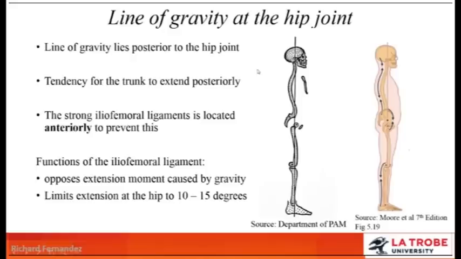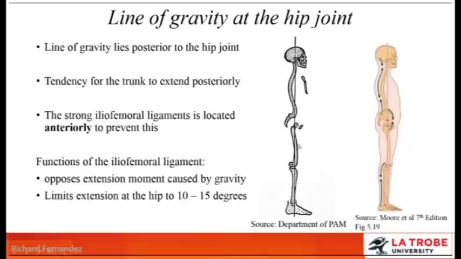These ligaments have a very important role to play when standing. If we consider the line of gravity and how it passes through the body, you can see here that it actually runs posterior to the hip joint. Since the line of gravity lies posterior to the hip joint, there's a natural tendency for the trunk to roll posteriorly. To combat that, we have the iliofemoral ligament, which is a very strong structure located anterior to the hip joint. This iliofemoral ligament prevents the trunk rolling posteriorly.